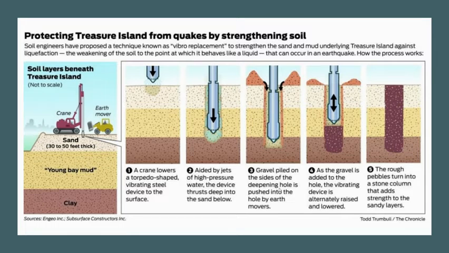Other fun properties of soil. Treasure Island, which is located in San Francisco Bay, is vulnerable to earthquakes because earthquakes can cause the soil to become liquefied. So what they're trying to do is stabilize the island by drilling holes into the sand and replacing it with stronger materials. Adding gravel to the hole really turns it into a stone column, which increases the strength of the soil.